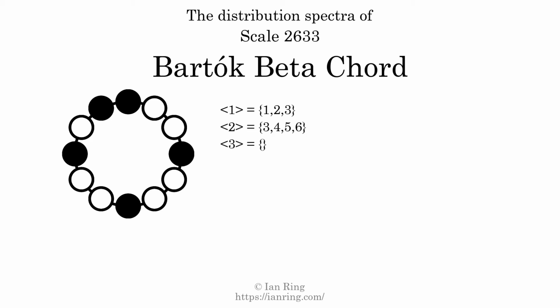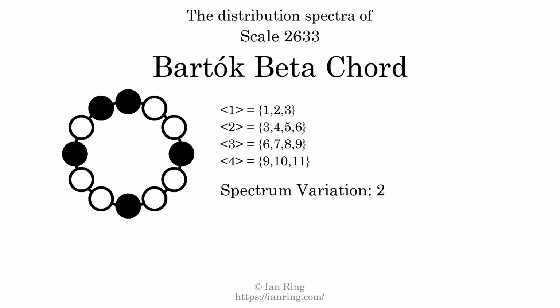The generic interval of 3 scale steps comes in 4 different specific interval sizes: 6 semitones, 7 semitones, 8 semitones, and 9 semitones. The spectrum width of this generic interval is 3. And finally, the generic interval of 4 scale steps comes in 3 different specific interval sizes: 9 semitones, 10 semitones, and 11 semitones. The spectrum width of this generic interval is 2.